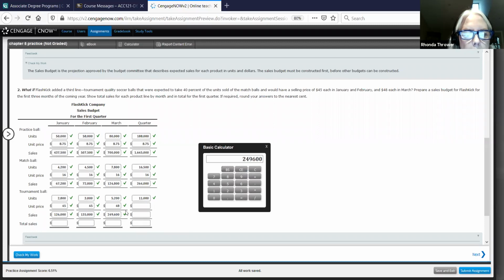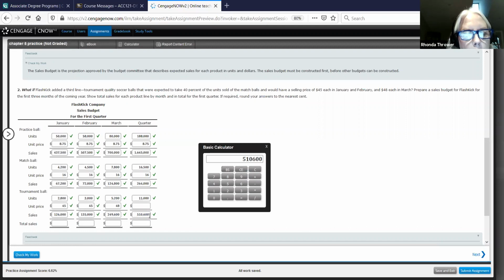So I'm just going to leave that in the calculator and I'm going to add 135,000 to it. And then I'm going to add 126,000 to that. $510,600. Okay, so I simply added these three together to get my total sales for the quarter for the tournament balls.